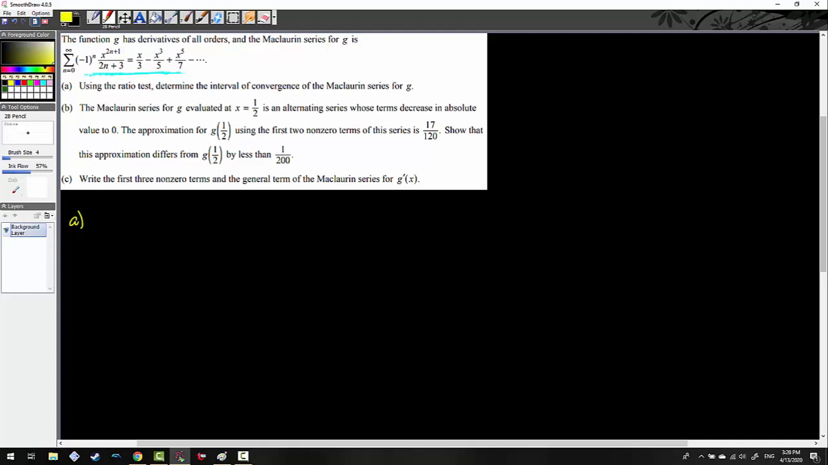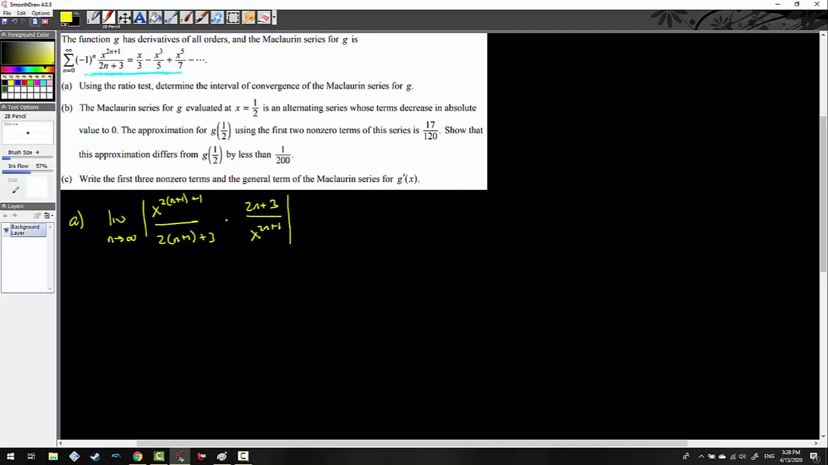Well, from here, in order to initiate an interval of convergence, it's going to start off with the limit as n goes to infinity of the absolute value of x to the 2n plus 1 over 2n plus 1 plus 3. And that's going to be multiplied by the reciprocal of the original expression. So it's going to be 2n plus 3 over x to the 2n plus 1.